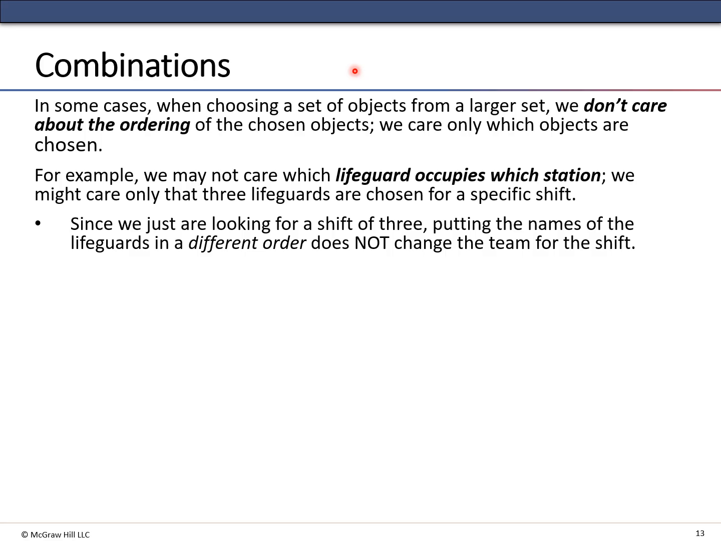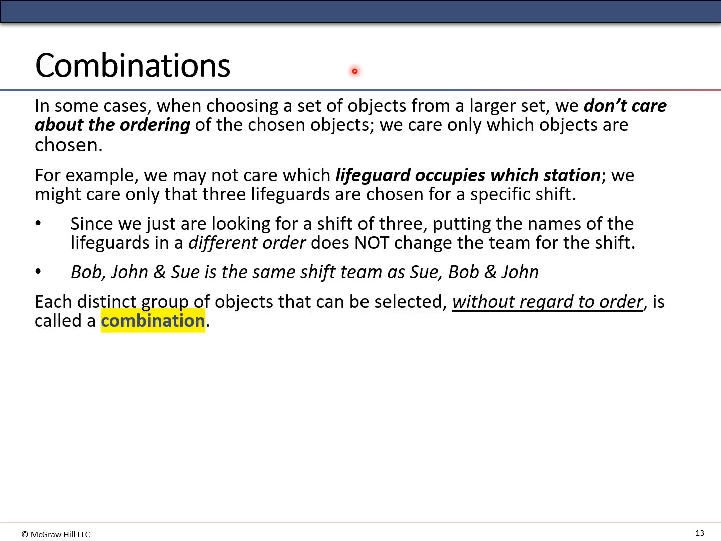So I want you to see that in that same example, order may be important if we're really concerned with which lifeguard is at which station, and then it's different. If we're just saying we need a team of 3 lifeguards for all the stations, then it does change the way we count. For example, if we're just looking for a shift of 3, then our shift having Bob, John, and Sue is the same team as Sue, Bob, and John, just putting the names in a different order.